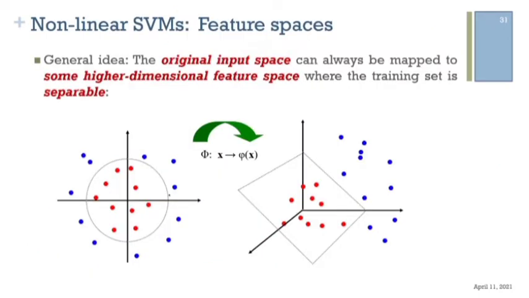This is another look at it again. Can you just see this, Shabab? Can you imagine this? There's no way you can draw a single line to separate this data. It's not possible. We use a kernel function. Look at what happened. The general idea of support vector machine is that the original input space can always be mapped to some higher dimensional feature space where the training set is separable.